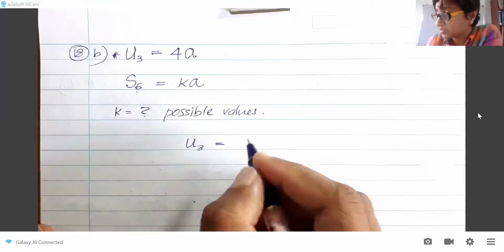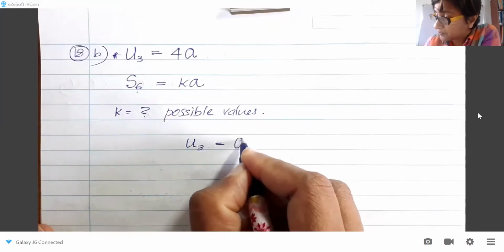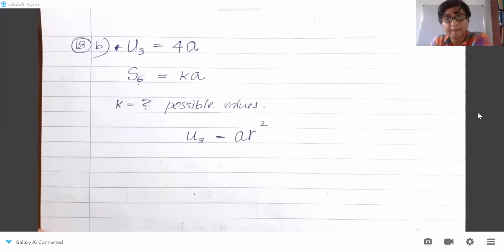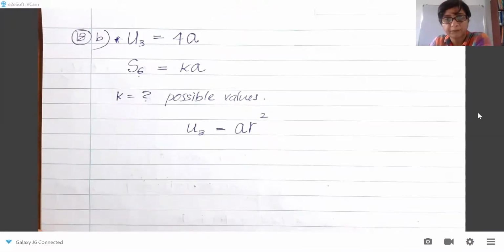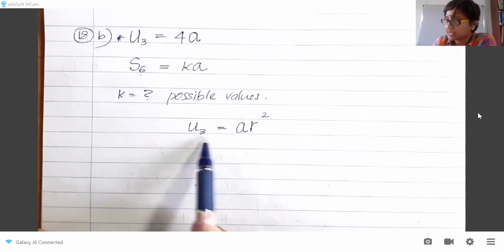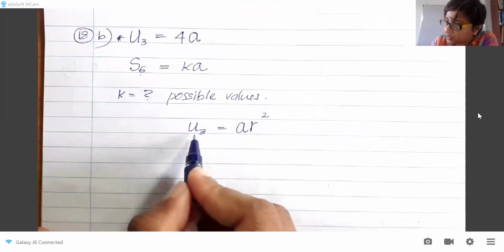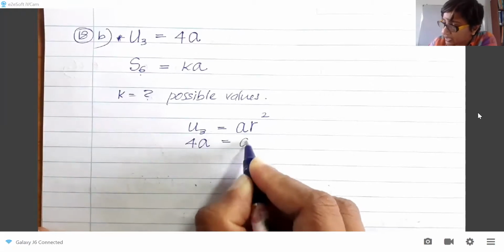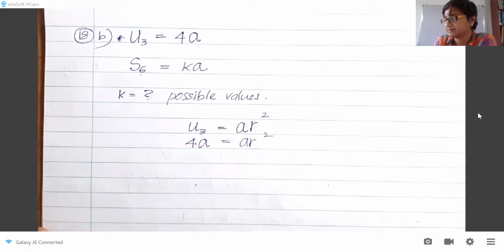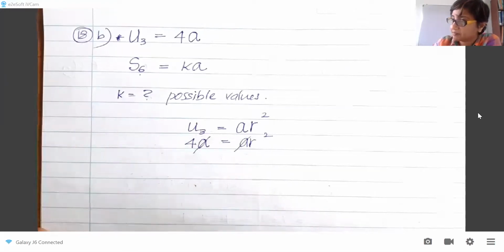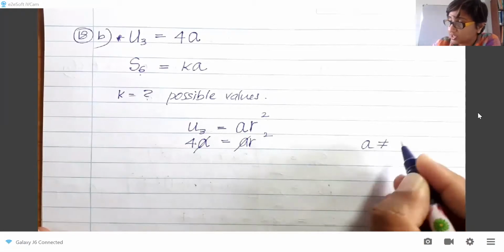I want to write it for U3. U3 would be, this is geometric, A R squared. Is that right? U3 is A R to the power of 1 less than this number, so R squared. Then I know that U3 is 4A. 4A is equal to A R squared. I can divide both sides by A, but for that, A must not be equal to 0.